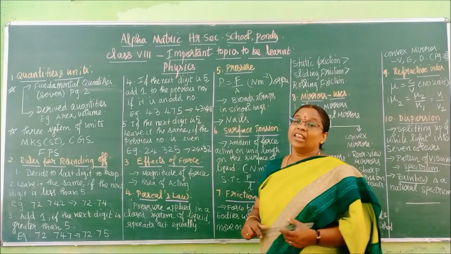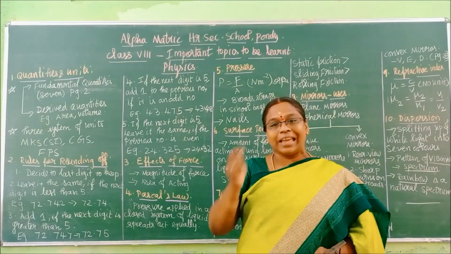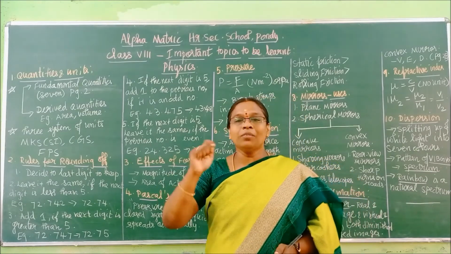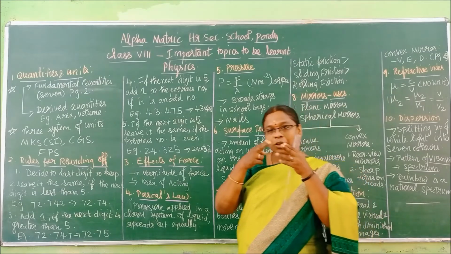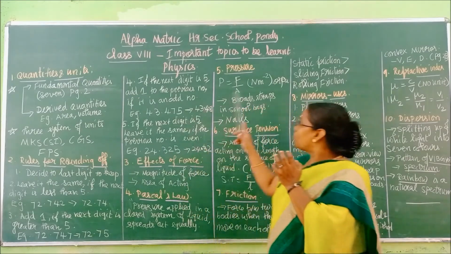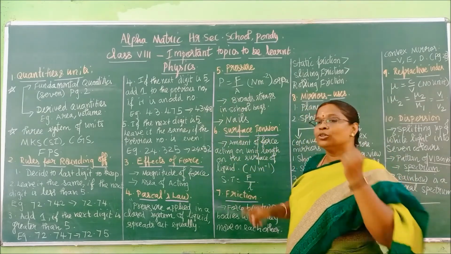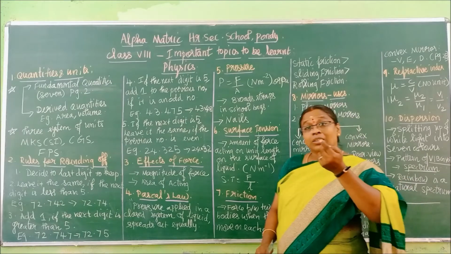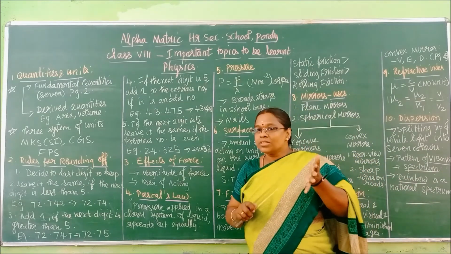And nails. When we nail a nail on the wall, the nails are made sharper, right? If it is sharper, it means the area is made smaller. If area is smaller, pressure will be more. So it can easily penetrate into the wall. But what about the other end of the nail, which is made round? Have you ever seen it?